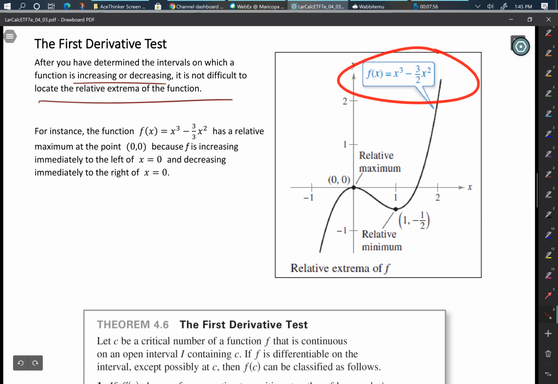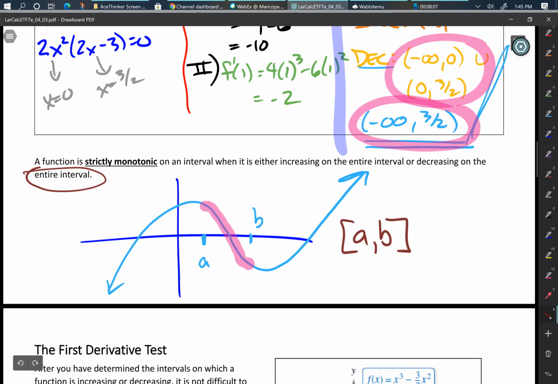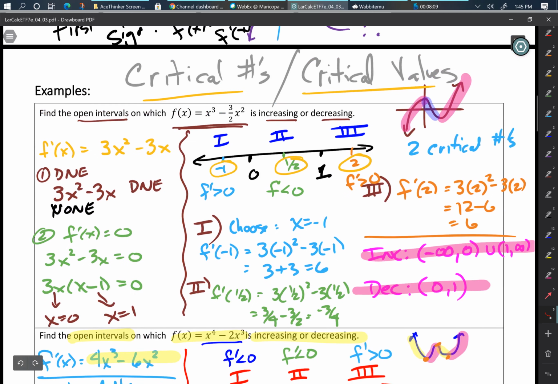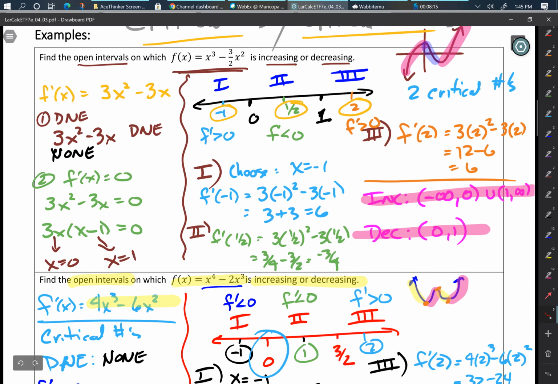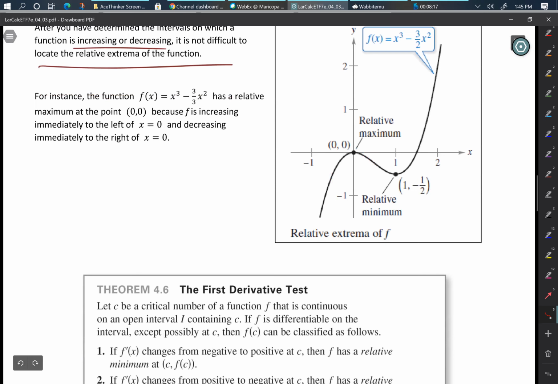This is the first one we looked at. We found the intervals of increasing and decreasing for the function x cubed minus 3/2 x squared. And we found that it was increasing on the interval, and this was this problem right back here from video number 1. We found that it was increasing on 2 intervals and decreasing on 1 interval.